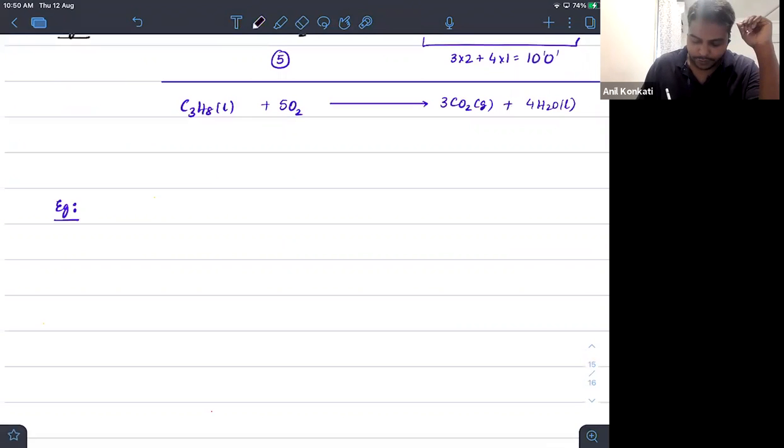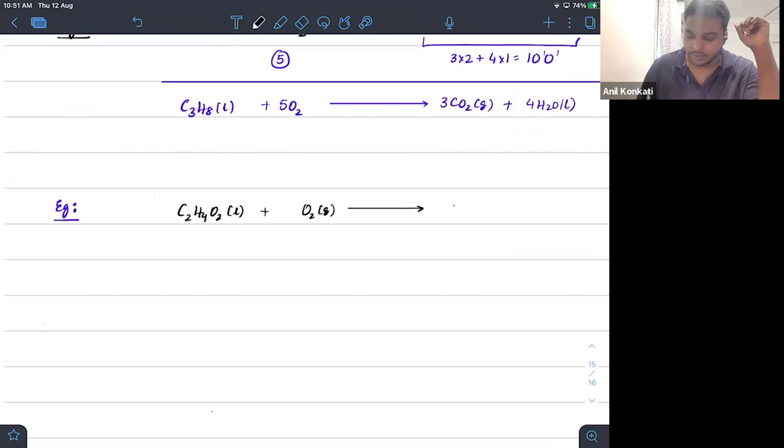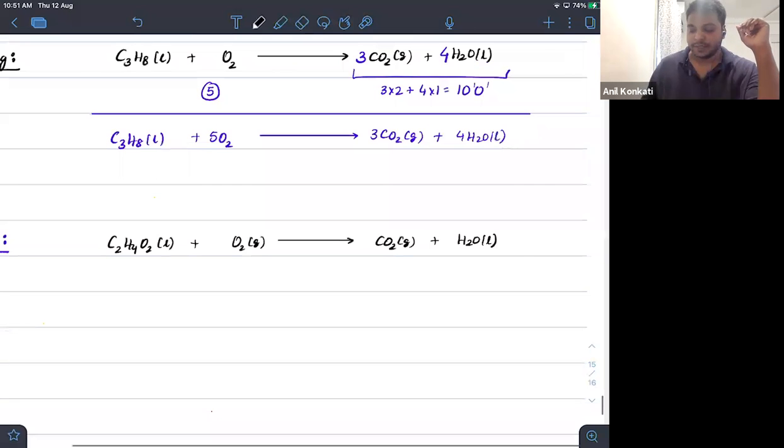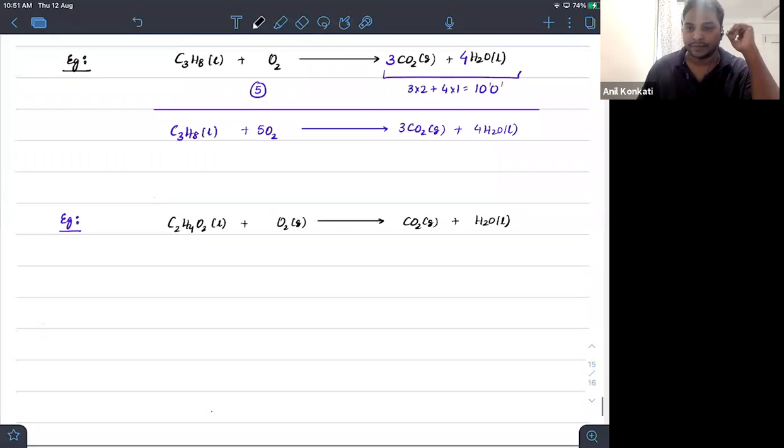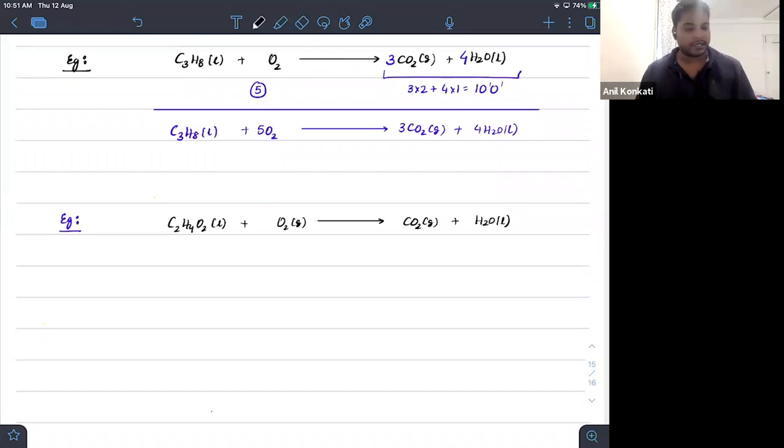In case if you have C2H4O2, right, liquid plus O2 is giving CO2 plus H2O. This is another combustion reaction. You have to balance this. So try that balancing and let me know the answer. Everybody try that.